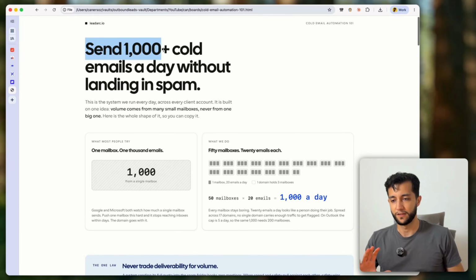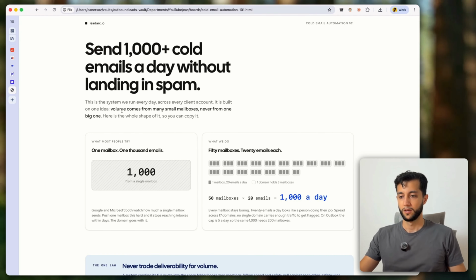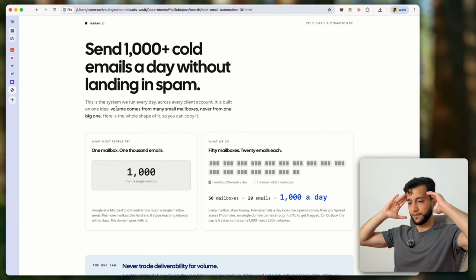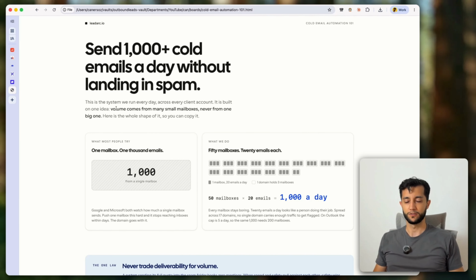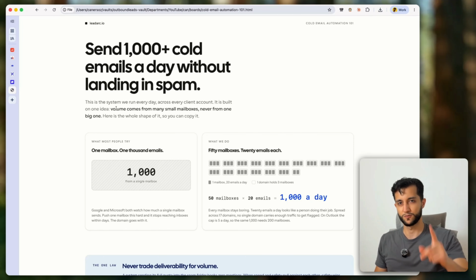How do you send 1,000+ cold emails a day without landing in spam? The base principle behind this is you will not use your main domain, right? You will not just connect a bunch of inboxes to your main domain. Let's say your Google, right? You won't connect Google inboxes to google.com and then send out 500, 1,000, 2,000 emails just on one singular email address. You're not going to do that.